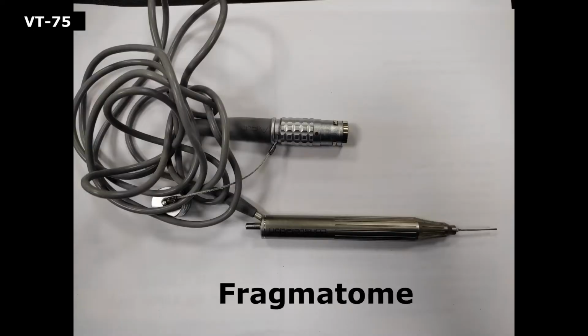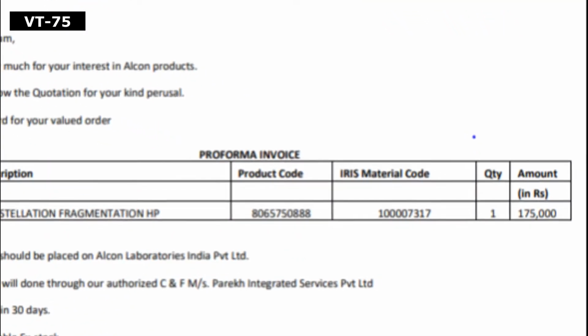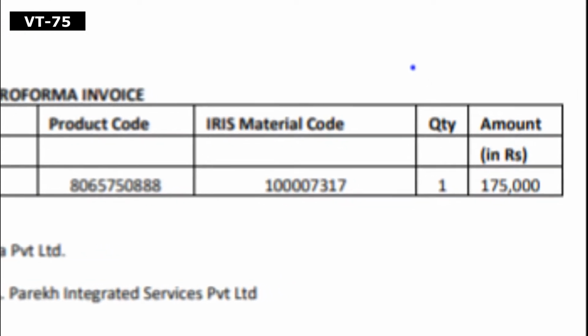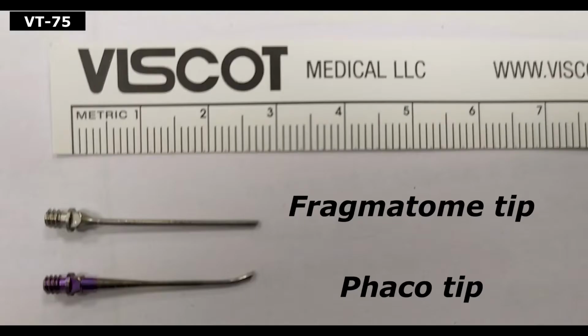In such cases, a vitreoretinal surgeon is called for, who usually manages the case with the help of a fragmatome. But the fragmatome costs around 1,75,000 rupees. So is a fragmatome tip different from a phaco tip? We found it to be the same.